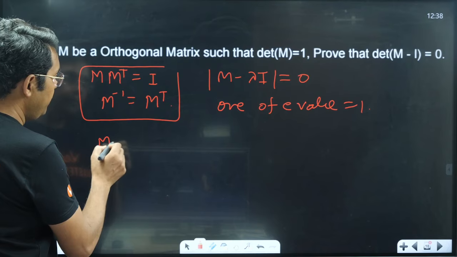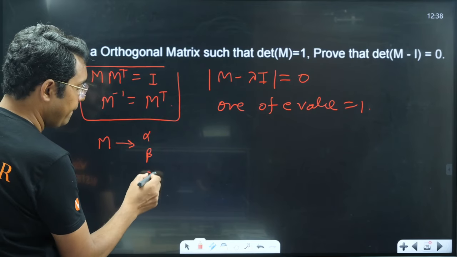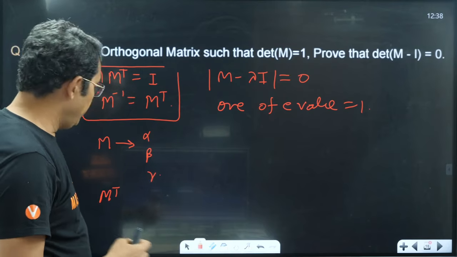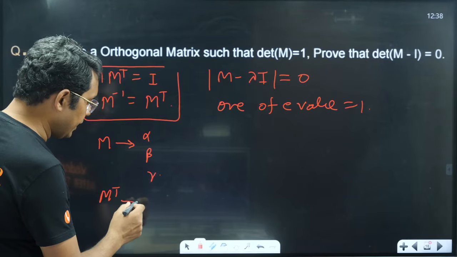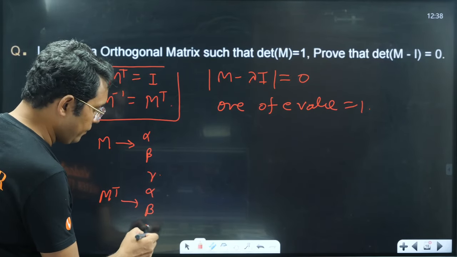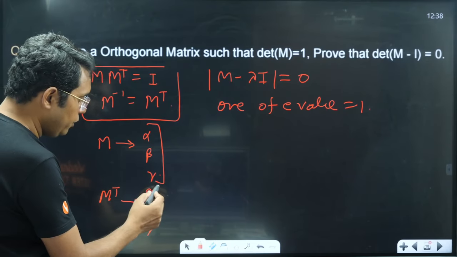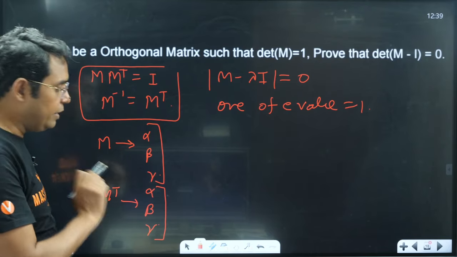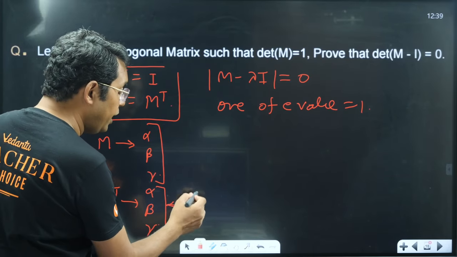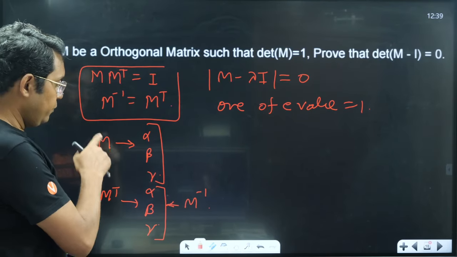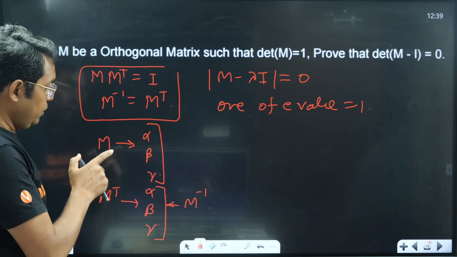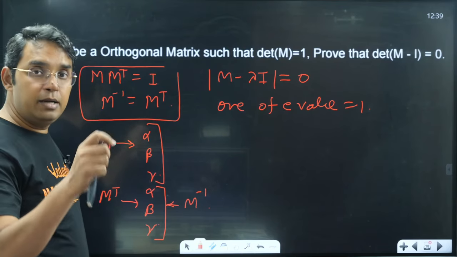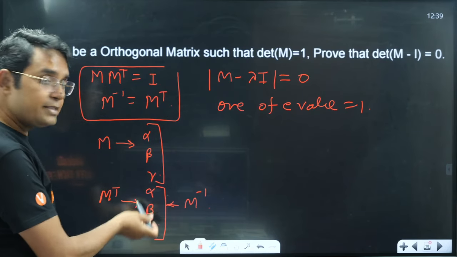See, if M has eigenvalues alpha, beta, gamma, we know M transpose, just changing row into column, column into row, you will get the same characteristic equation. So its eigenvalues should also be alpha, beta, gamma. So for M transpose, they have to be the same eigenvalues, but because M transpose is M inverse, these eigenvalues have to be for M inverse also.